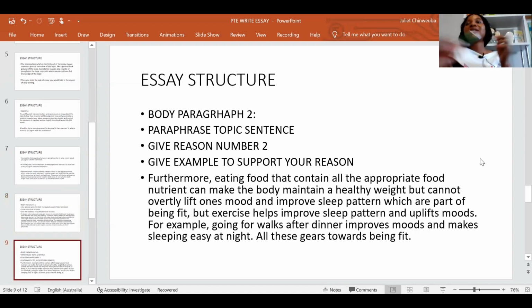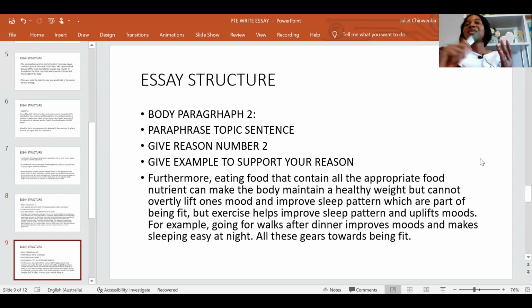Now, remember, we have looked at the introduction. We have also looked at body paragraph 1. Now, this is body paragraph 2. In body paragraph 2, you can see the essay structure: we're going to paraphrase the topic sentence again, and we're going to give reason number 2 why we think balanced meals alone cannot keep someone's body fit, that this would need a bit of exercise.